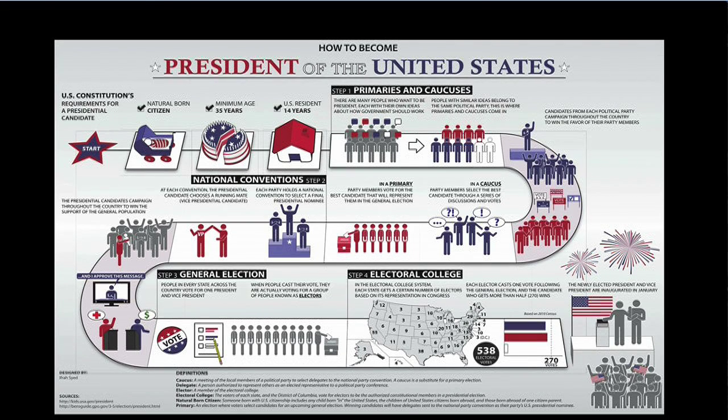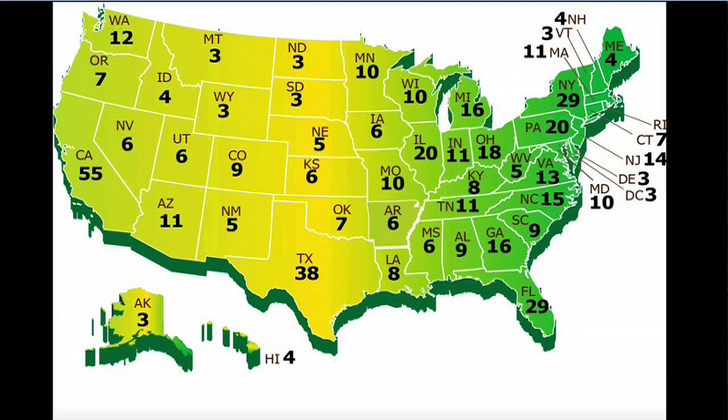So we find ourselves now at the general election, and most people probably think that they're actually voting for a candidate. But they're not. They're voting for electors. It's part of the Electoral College system, and 538 electoral votes are up for grabs. What exactly is the Electoral College and an electoral vote? And what's an elector? Well, let's start with the raw numbers.